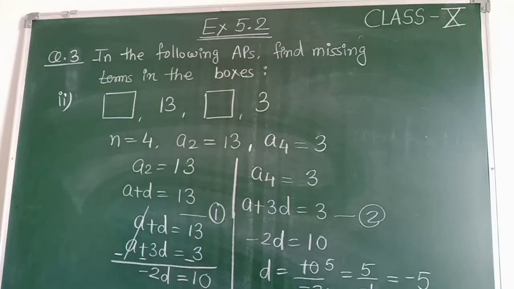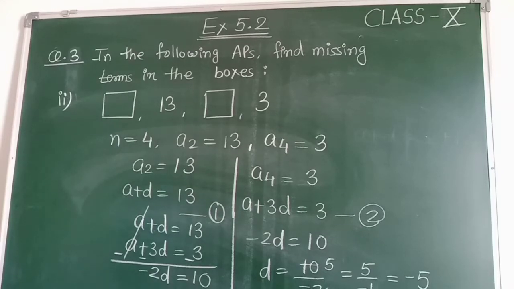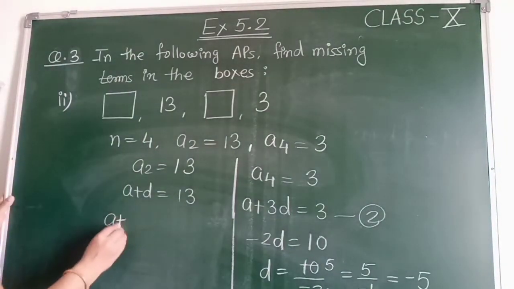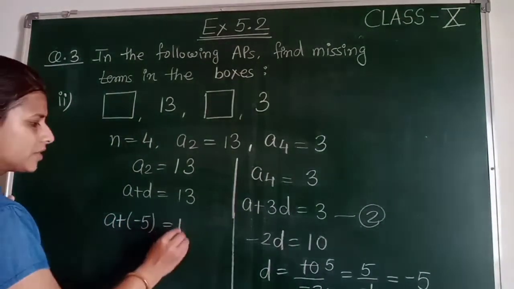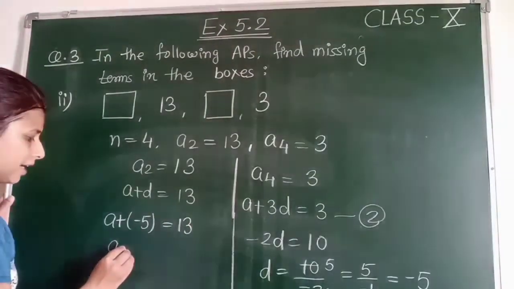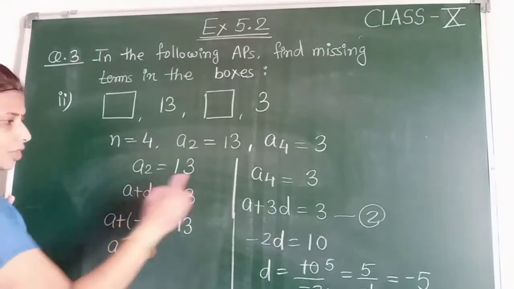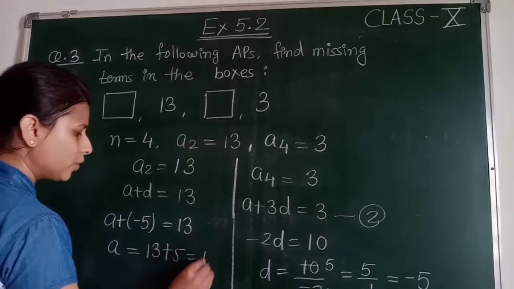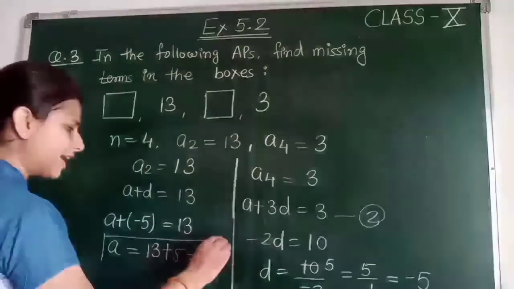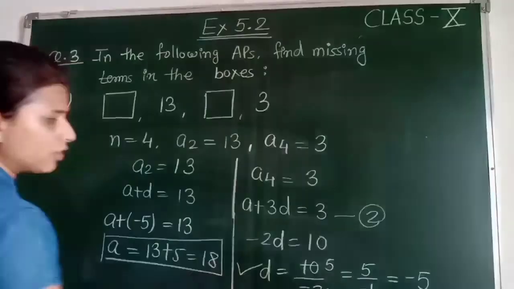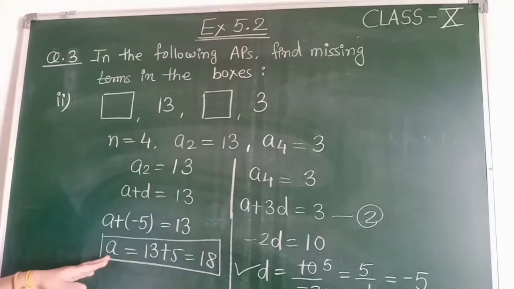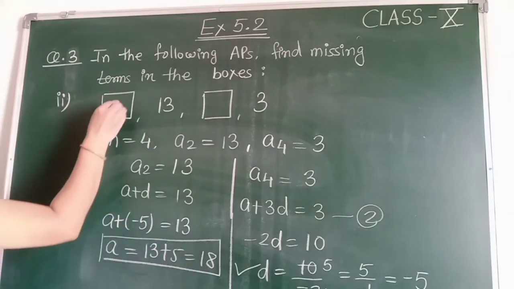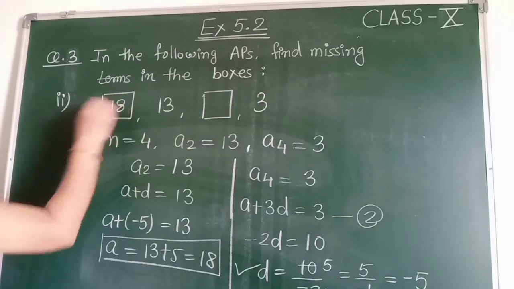Now we will find the value of A. In this first equation, we will substitute the value of D. A plus, within brackets, minus 5 equals 13. Then A equals 13 plus 5, as this minus 5 shifts to the right hand side, which equals 18. So we found the value of A as well as the value of D. So the value of A is 13 plus 5 equals 18. This is our first term of this AP, which is equal to 18.